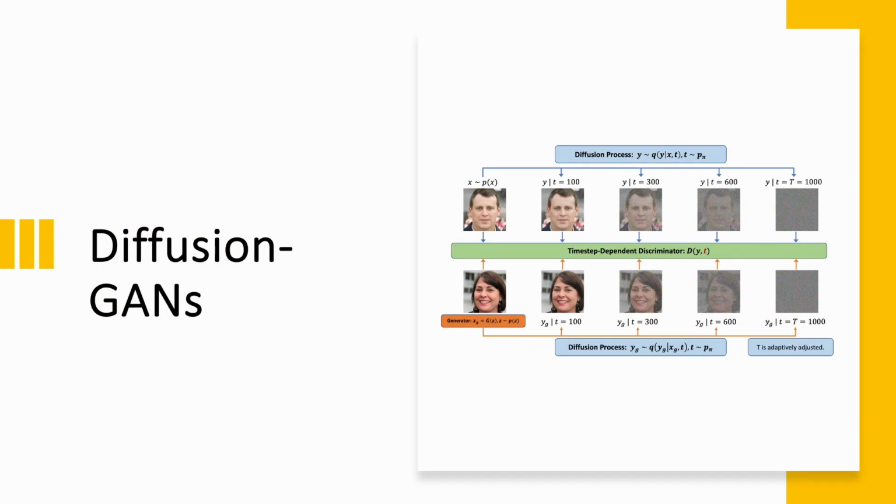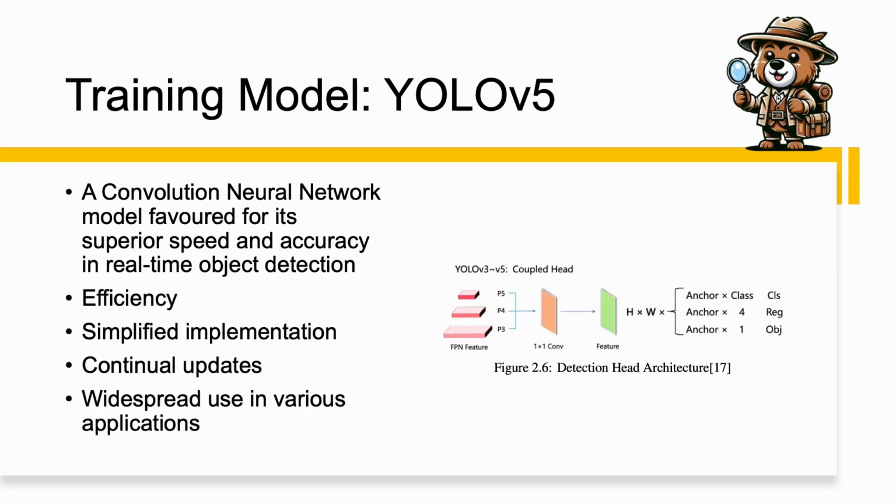In our research, we'll be using diffusion GANs, an easy-to-use model that combines both GANs and diffusion, enabling creation of realistic datasets. We will use YOLO v5 for training our image detection model.